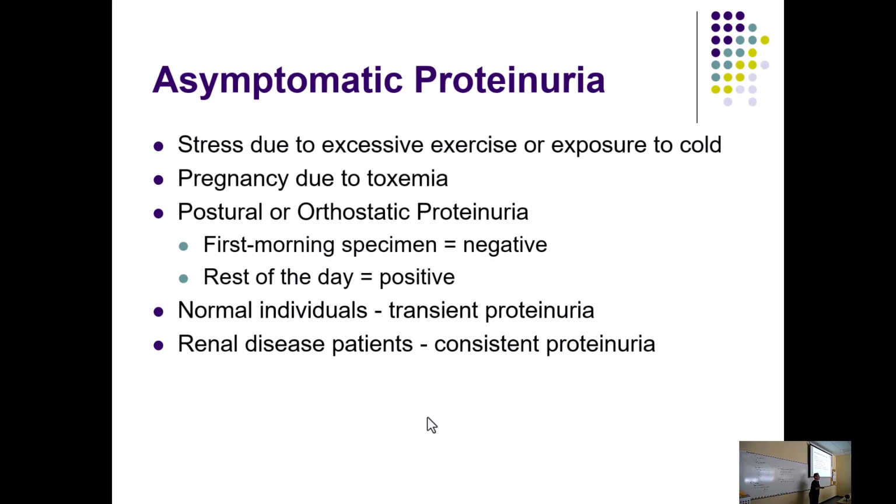Normal individuals have a little transient proteinuria sometimes. You know, you just don't feel well, something's going on, it comes, it goes, it's not going to be a big deal. It happens, sometimes you have it. It's the consistent that becomes problematic. Renal disease patients have consistent proteinuria. You start getting renal failure, renal diseases, we start seeing more and more of it.